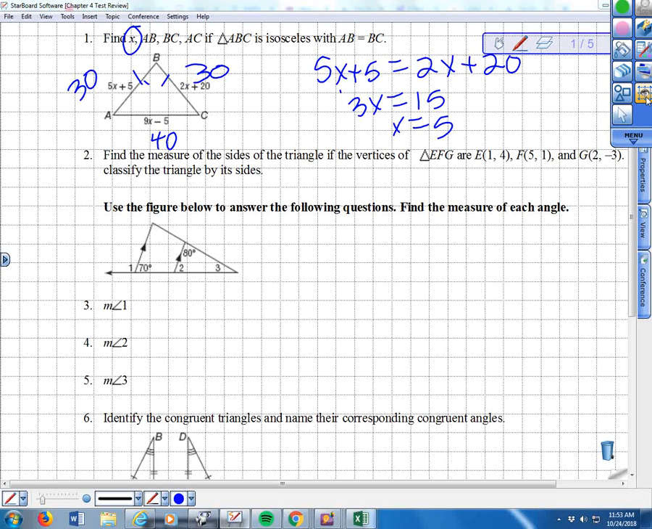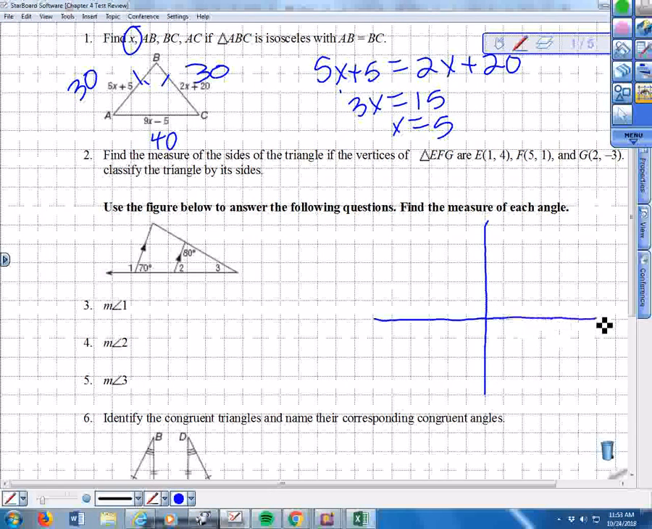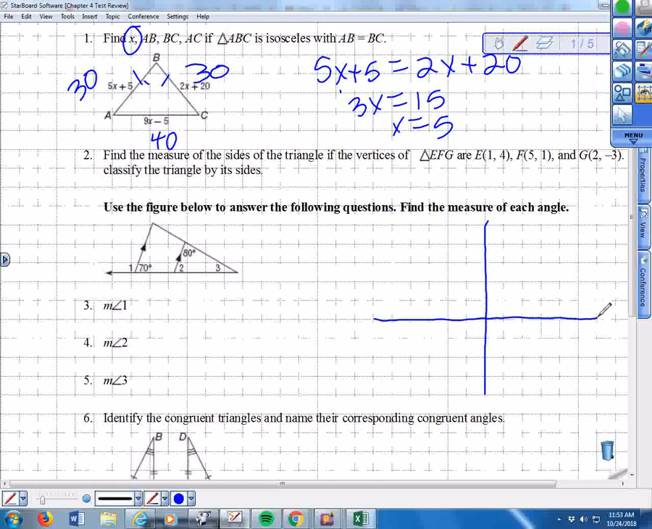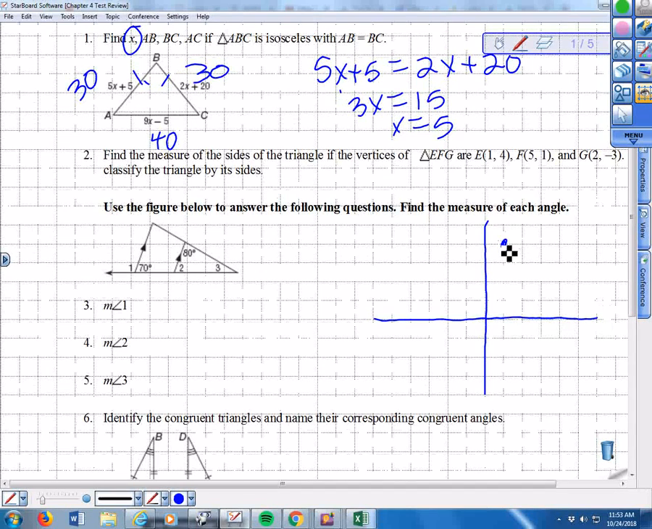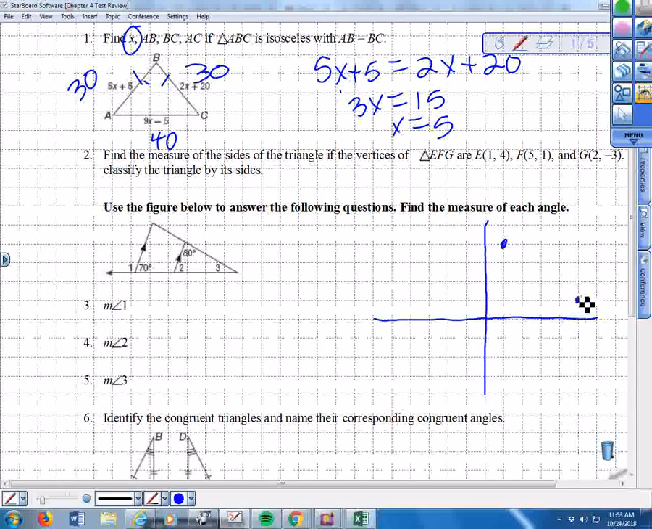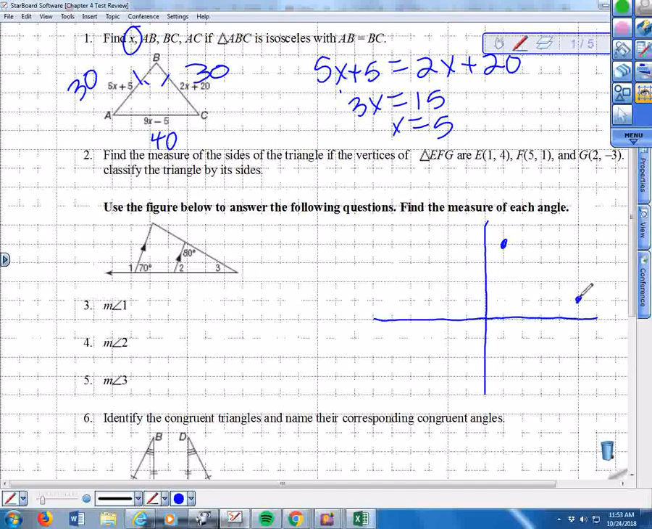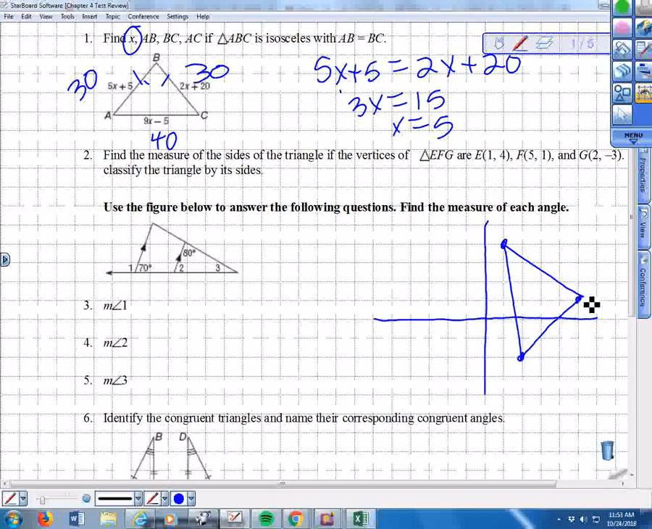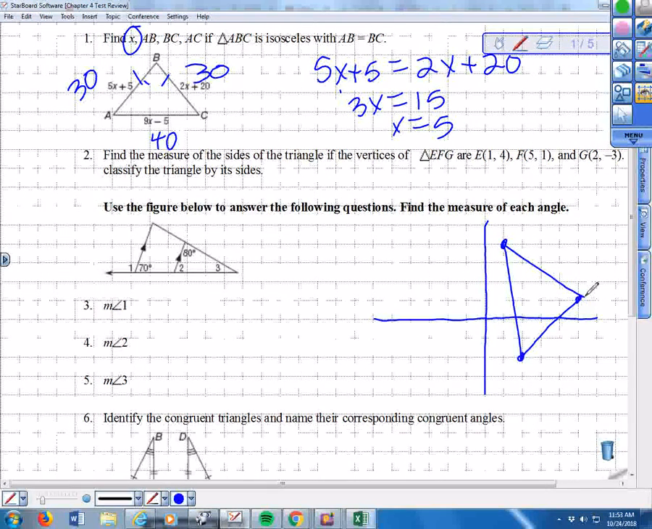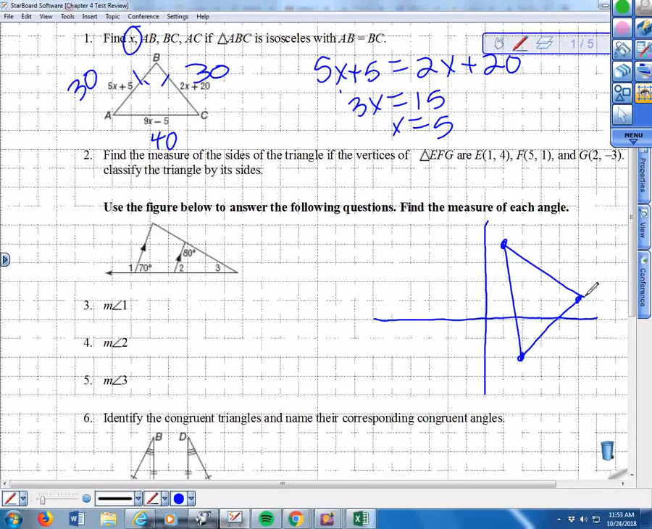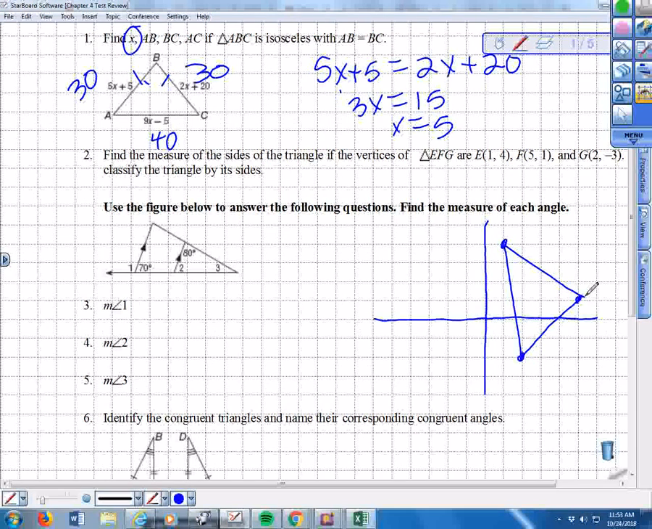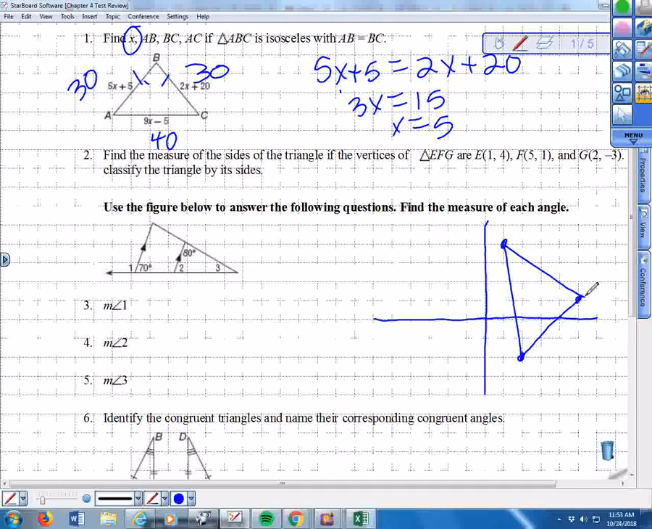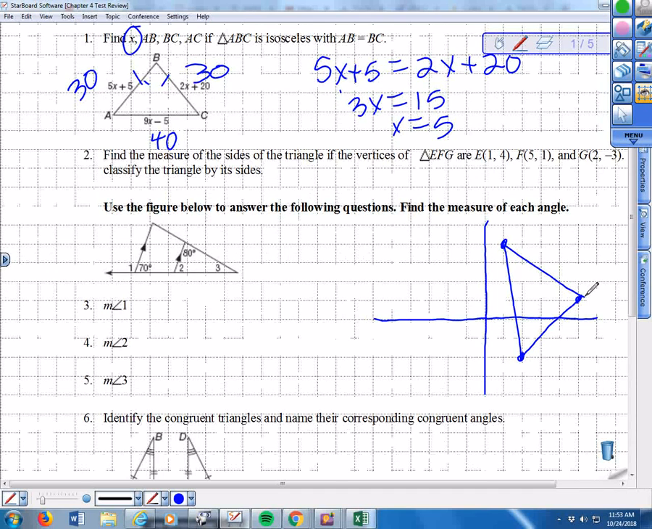Find the measure of the sides of the triangle if the vertices are (1, 4), (5, 1), (2, negative 3). How do I find the lengths when I'm given points like that? Nobody knows? Distance formula? Yep. And if you don't remember the distance formula, it is up there.